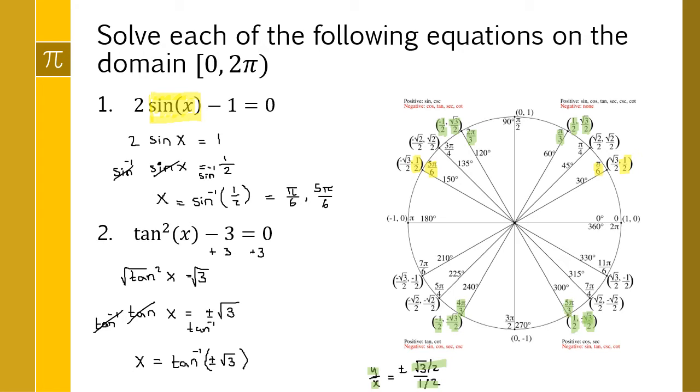So that gives us actually 4 different answers here, 4 different angles of x that make this equation true. It can be either pi/3, 2 pi/3, 4 pi/3, or 5 pi/3.